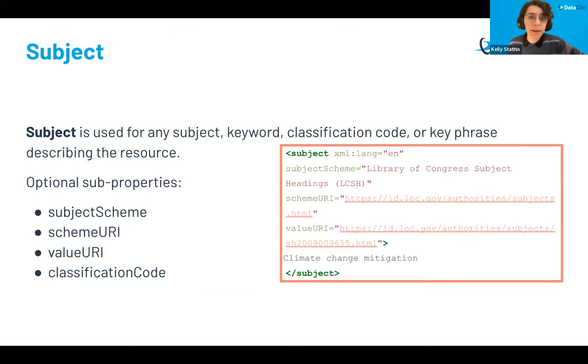And so with the subject property, this can be used for any subject, keyword, classification code, or key phrase describing the resource. And subjects are, of course, really critical for discovery and help to contextualize resources. And this has some optional subproperties that are helpful to include when you're using a controlled vocabulary or a classification scheme. And so in this example, Library of Congress subject headings would be the classification scheme. And then you would include the link to the authority record in the value URI field. And you can see how this is structured in the XML here.